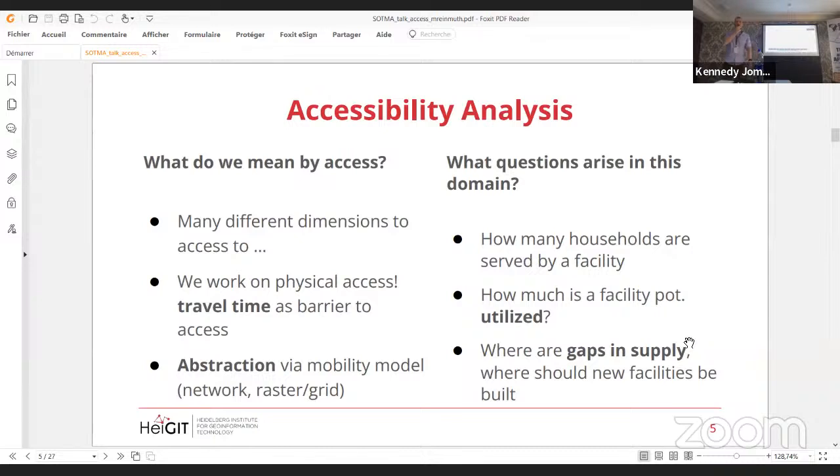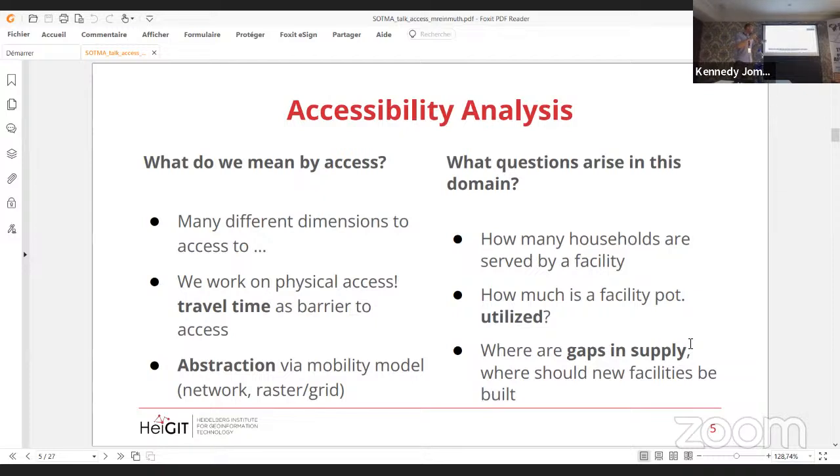Okay, so what is accessibility analysis, or what do we mean by accessibility? There are many different dimensions to access to services, monetary, or if we talk about healthcare, for instance, insurance, etc. With this tool, we only cover physical access, and by physical access, we mainly mean travel time towards healthcare services, or schools, or in emergency responses, also cash distribution centers.